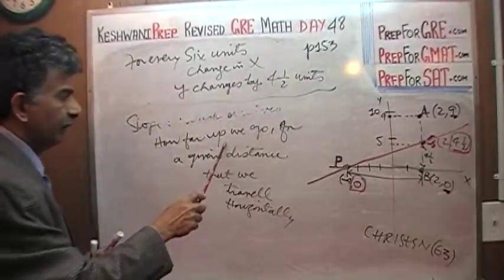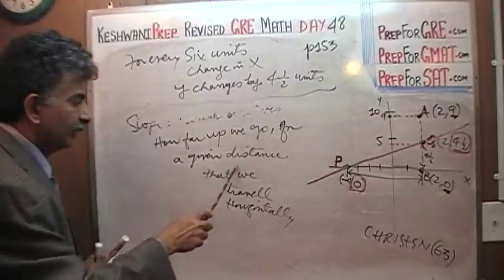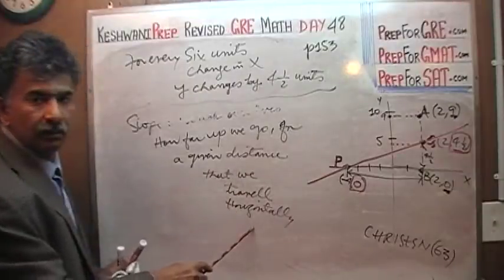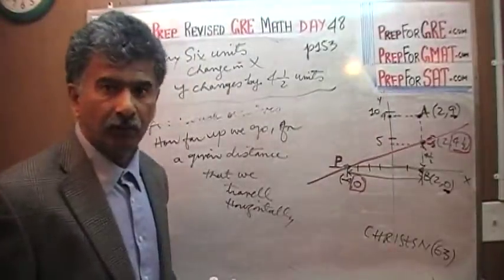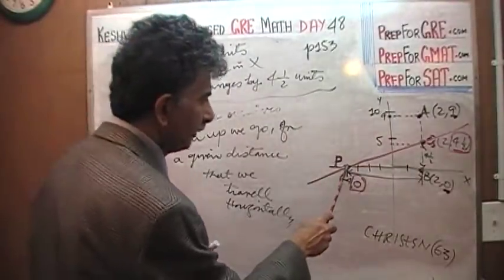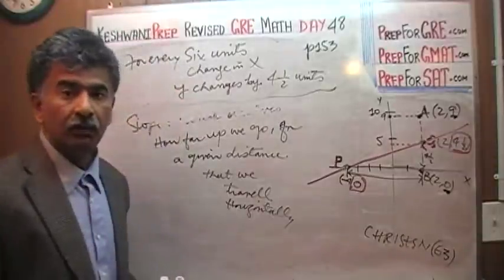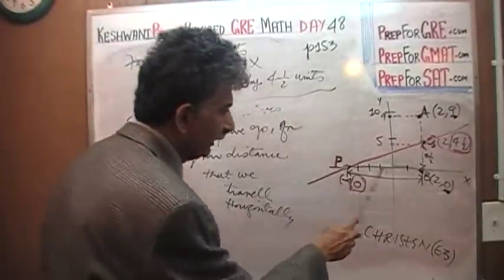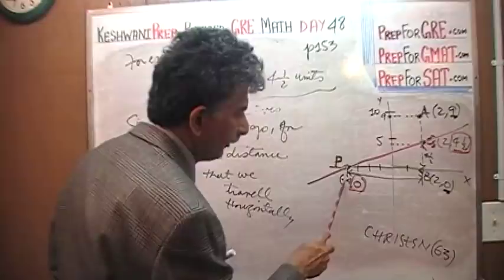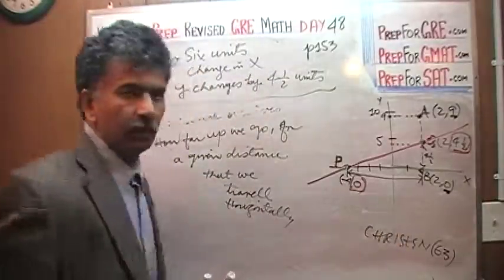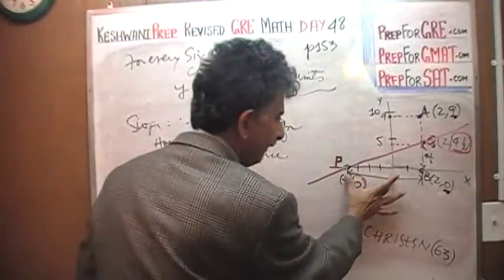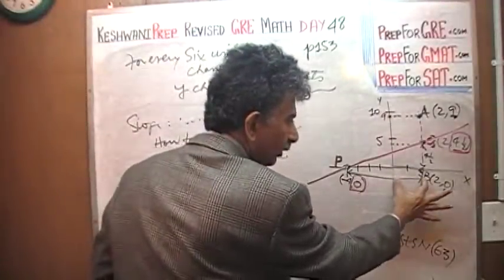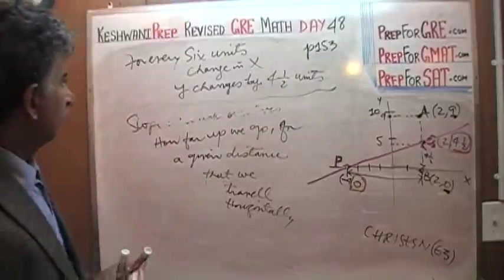How far up do we go for a given distance that we travel horizontally? We travel from P to Q. How much distance do we travel horizontally? Listen carefully. Even though we are going from P to Q, we are looking for the horizontal distance, which is from P to B. From -4 to +2, we traveled a distance of 6 units. 4 on the left hand side, 2 on the right hand side. So that was the answer.